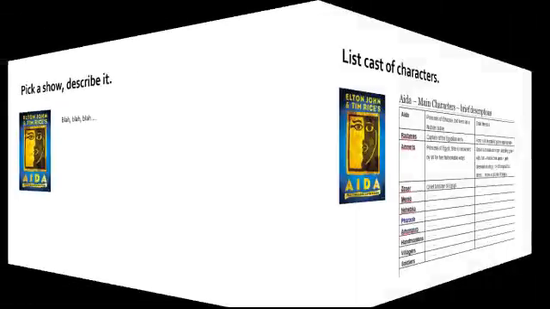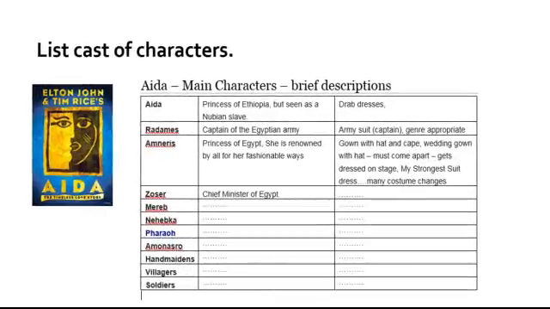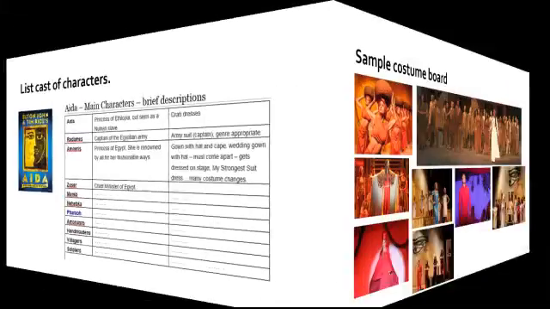So I'm picking Aida because that's what our school district did. Our high school did this last year. You're going to describe it. I didn't do that here, just in case anybody else wants to pick Aida. Then you're going to list the cast of characters, just the main characters, a little bit about who they are, really one sentence or less, and then a little bit about the kinds of costumes that you may choose.